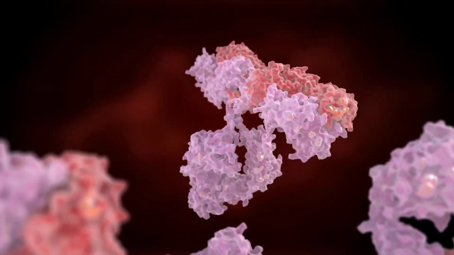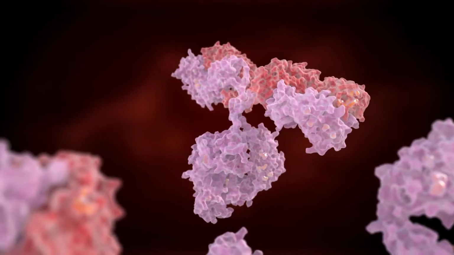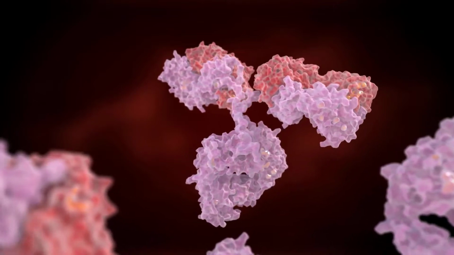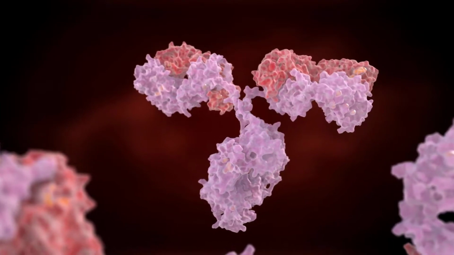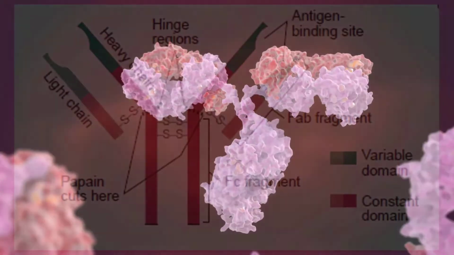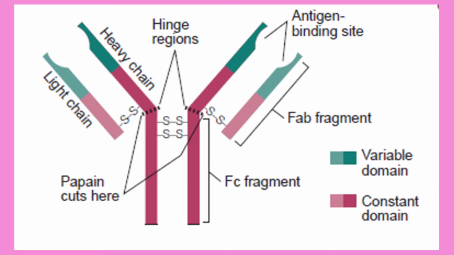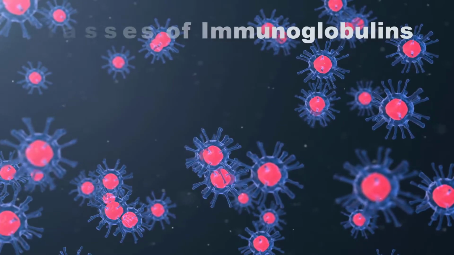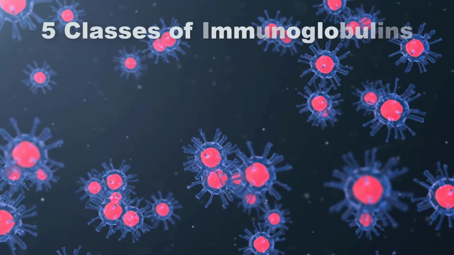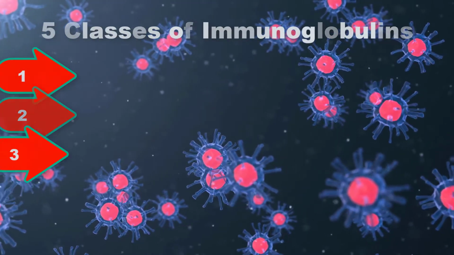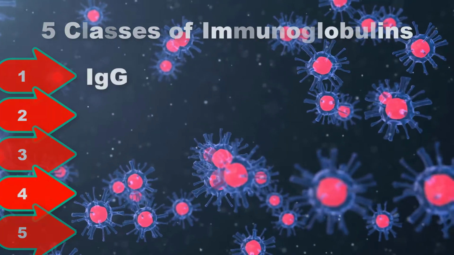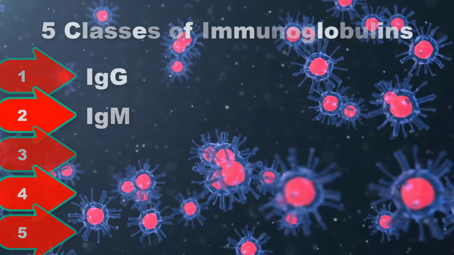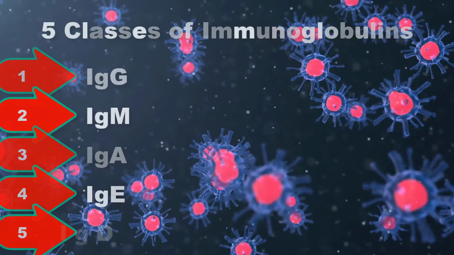An immunoglobulin monomer consists of 2 light chains and 2 heavy polypeptide chains. The variable domains in a light and heavy chain form a pocket called the antigen binding site. Here is a molecular model of the antibody immunoglobulin G, or IgG. There are 5 classes of immunoglobulins. Using the abbreviation Ig for immunoglobulin, the 5 classes are designated IgG, IgM, IgA, IgE, and IgD.